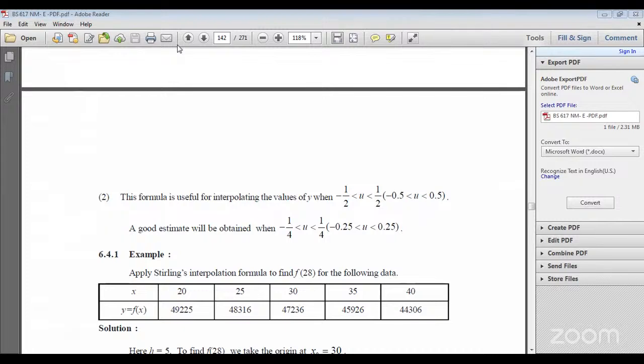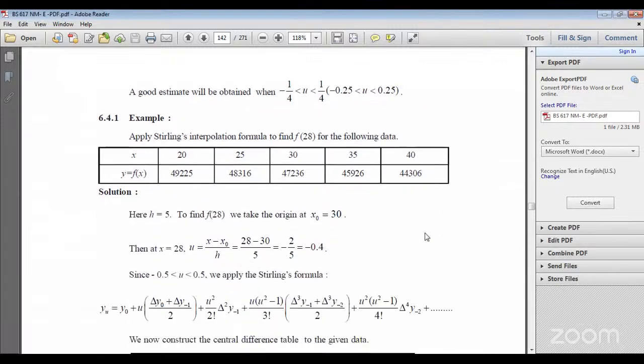Minus 1 by 2 less than u less than 1 by 2, that is 0.5. A good estimate will be obtained for minus 1 by 4 less than u less than 1 by 4. So apply the Stirling interpolation formula to find f of 28 for the following data: 20, 49225; 25, 48316; 30, 47236; 35, 45096; 40, 44306.